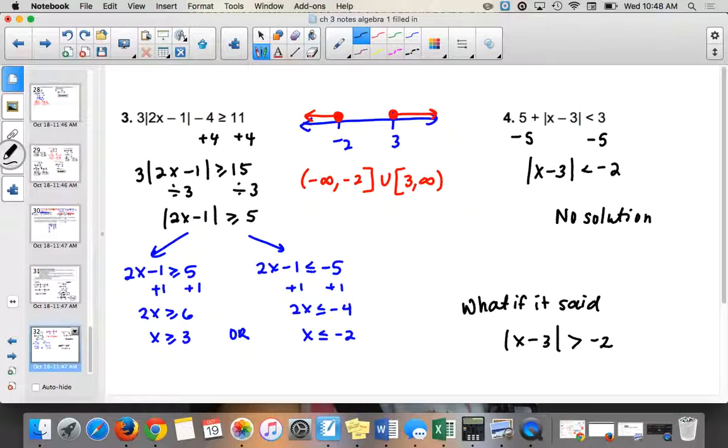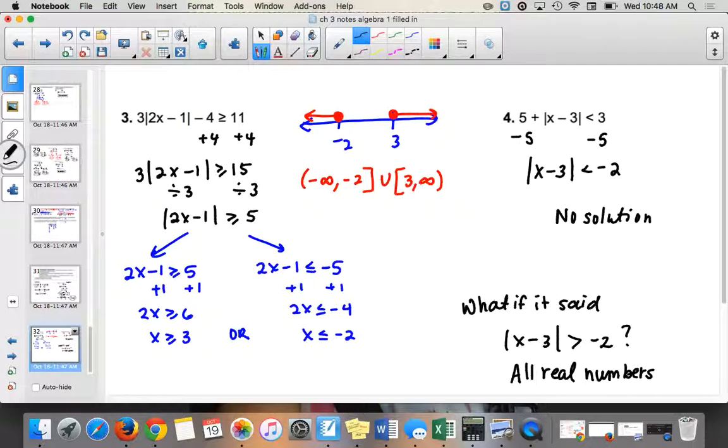So what do you think we would write for an answer? Would we write no solution? No. Anything works, right? So what do I write? That would be all real numbers. Or you could say infinitely many solutions if you want to, but all real numbers, right? It doesn't matter what you plug in, it would always be true. So there can be tricky ones.